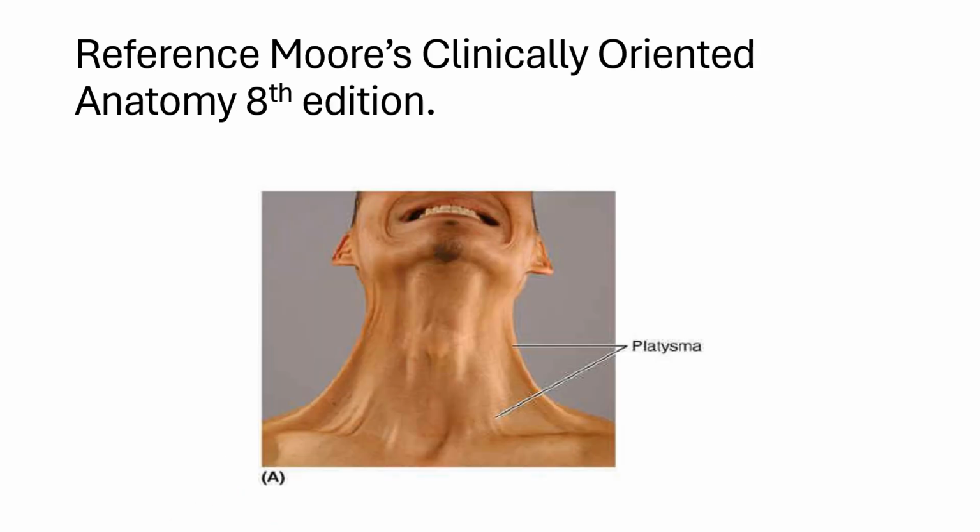Now here you can see the subcutaneous muscle, the platysma muscle. When you look upwards and clench your teeth, then you can see this pattern. This will need more of a demonstration to understand. Right now just see that this is the platysma muscle, which is a very subcutaneous muscle of the neck.